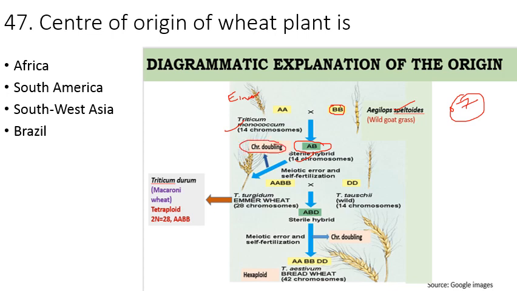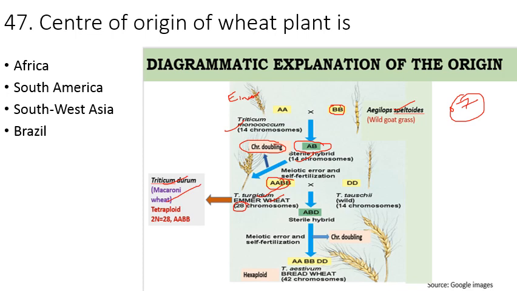Then it leads to chromosomal doubling, and after that we got a tetraploid plant, whose genome is AABB, and it is tetraploid wheat, which includes wheat like Triticum turgidum, which is called emmer wheat, and its chromosome number is 28. And there is some other tetraploid wheat like Triticum durum, which is commonly known as macaroni wheat. It is again tetraploid wheat.